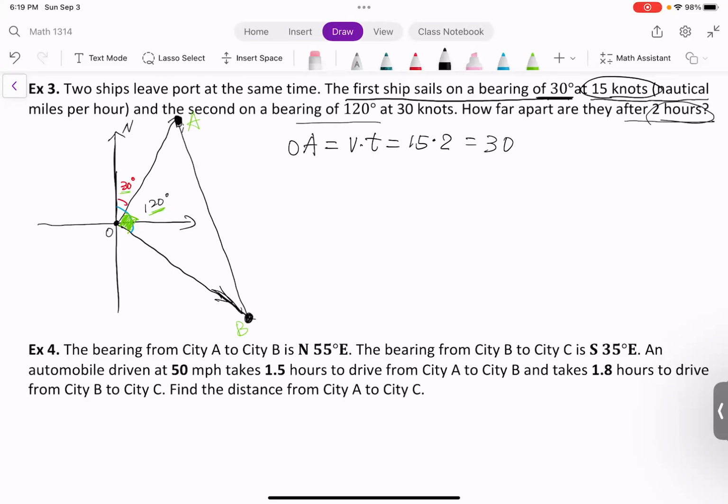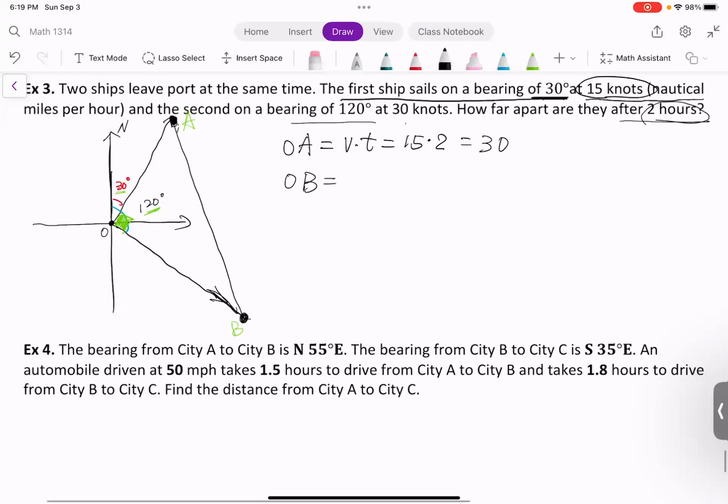How about the distance from O to B? That's the second ship. The second ship travels 2 hours, and it has a different speed. So V times T, with V2 being 30, times 2. What is 30 times 2? 60. Now, in this right triangle, I know this side, and I also found this side. Can you find the hypotenuse?